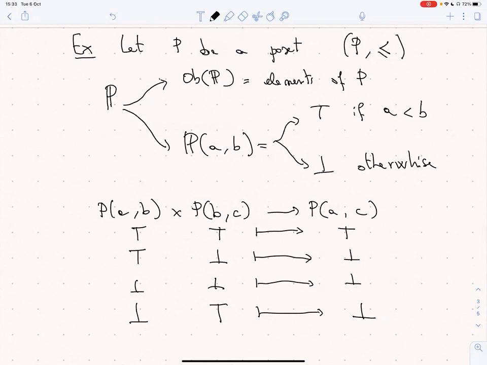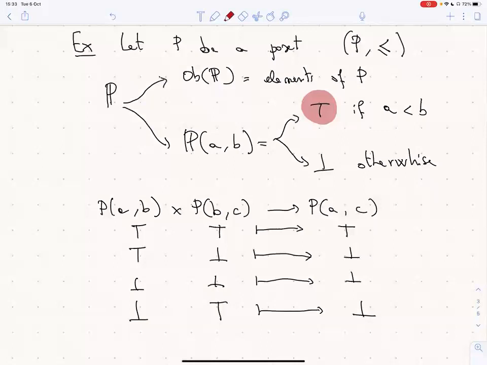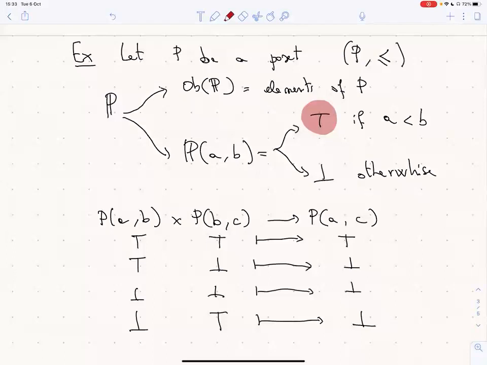So what this is saying is that top is the relevant element and bottom is false. So P_AB is positive if A is less than B, otherwise it's negative. What I'm doing is just trying to write down the poset structure. I'm rewriting the structure of a poset in another way, even though this data is precisely equivalent to that of being a poset. And this example will be very relevant very soon.